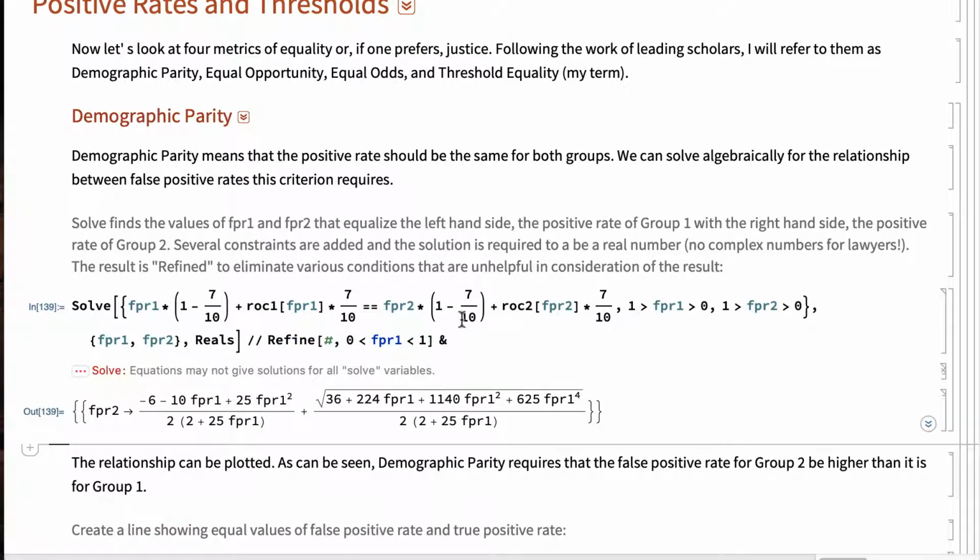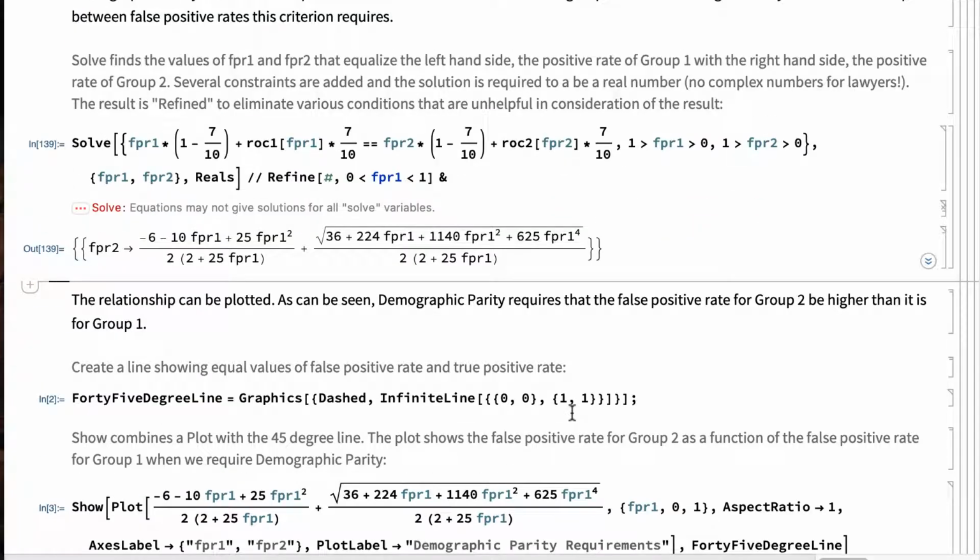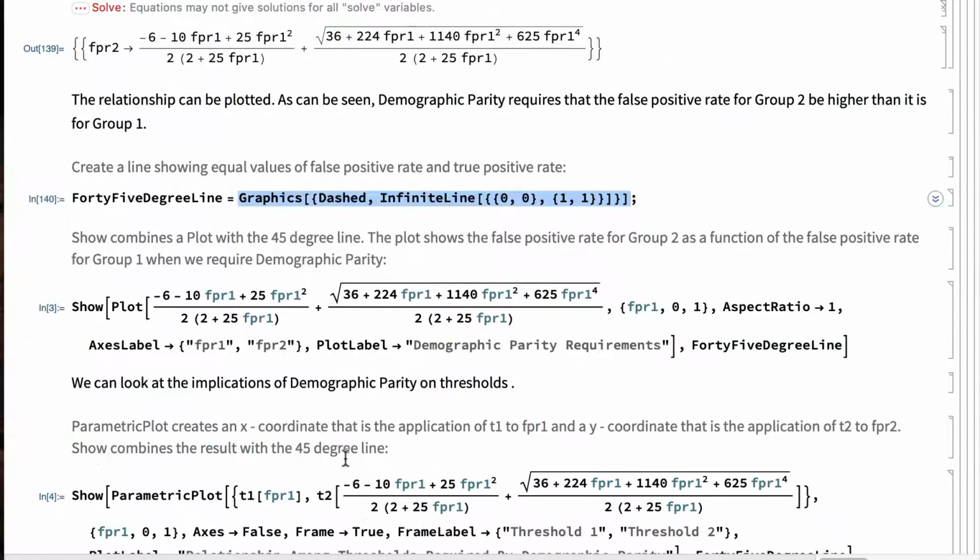All right, so this is the relationship between the false positive rate for group 1 and the false positive rate for group 2 that will result in demographic parity and the positive rate being the same. This expression is ugly, you don't really have to pay attention to it, but there it is. So let's actually plot the relationship though, and I'm just going to decorate my plot with a 45-degree line that I'm going to use all the time. So instead of having to keep writing this code, I'll just write 45-degree line.